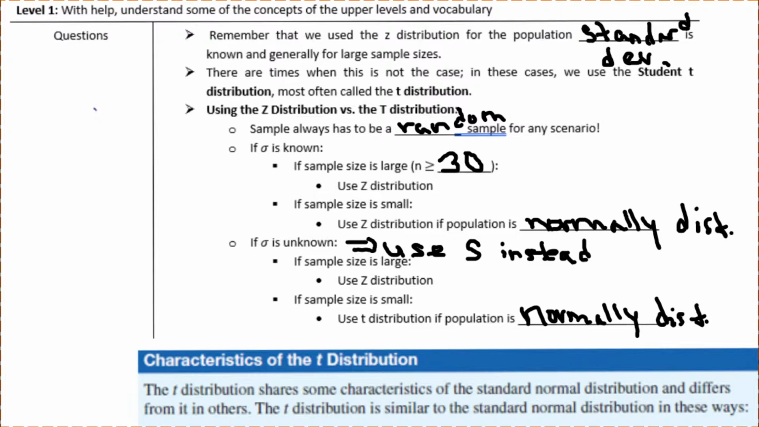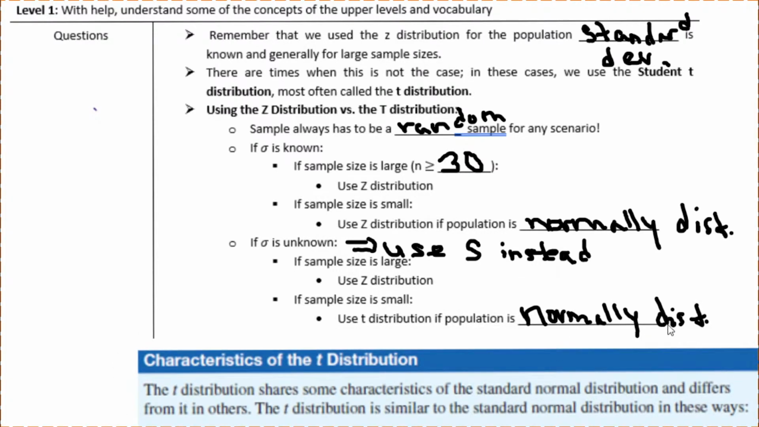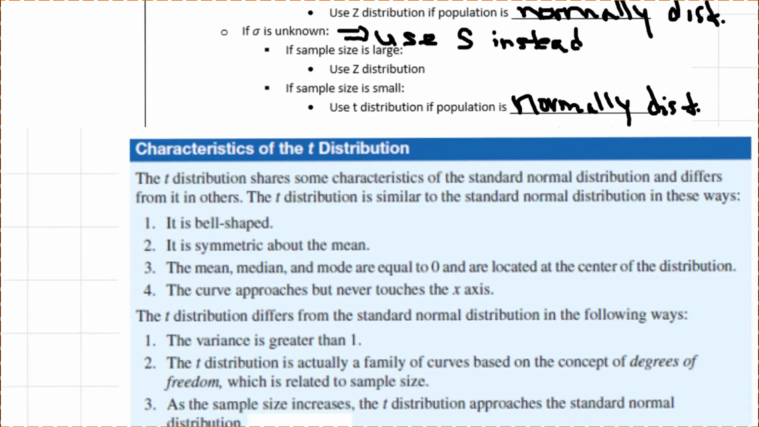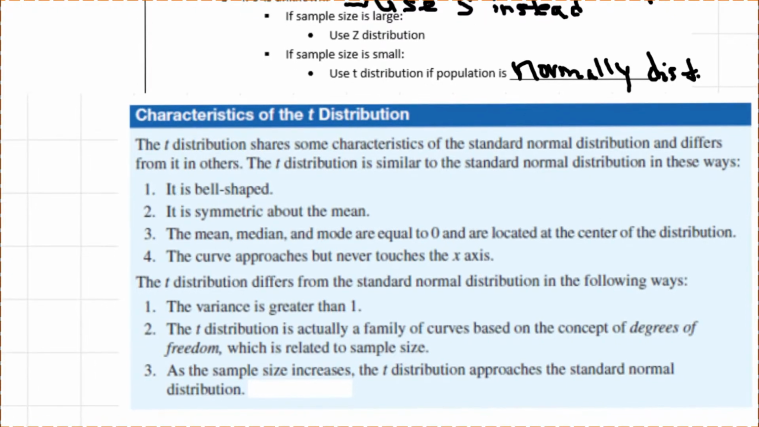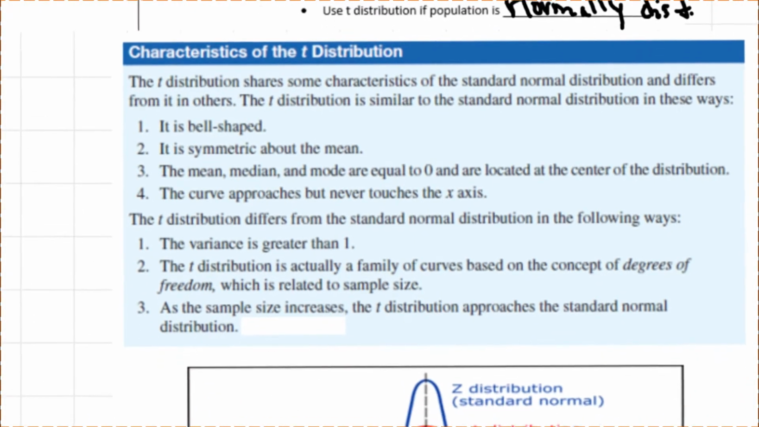So what is this t-distribution? What does it look like? That's what we want to go over next. The t-distribution looks remarkably like the z-distribution, or the standard bell curve. It is bell-shaped and symmetric about the mean. They share a lot of characteristics: the mean, median, and mode are equal to 0 and located at the center. The curve never touches the x-axis.